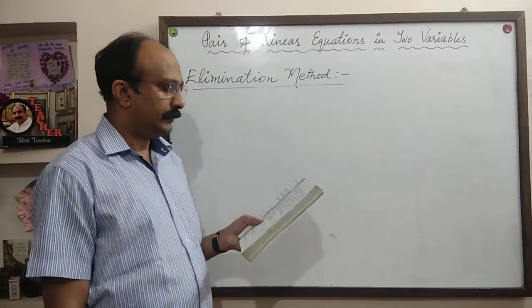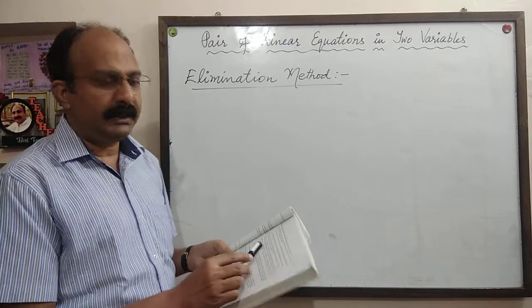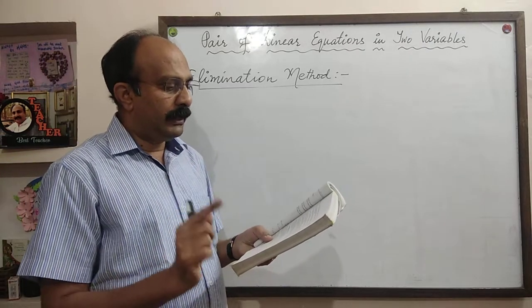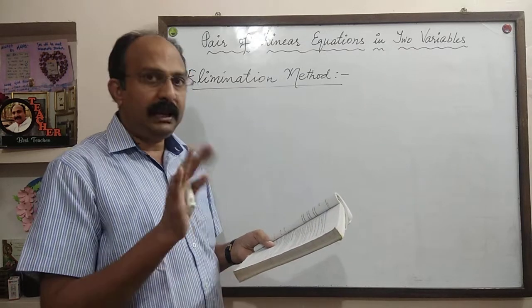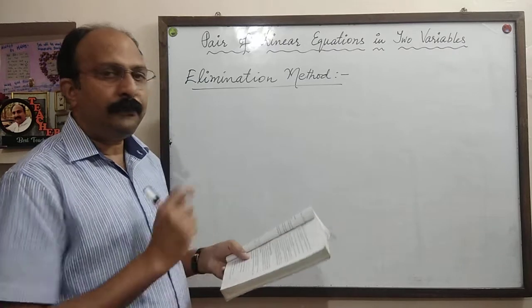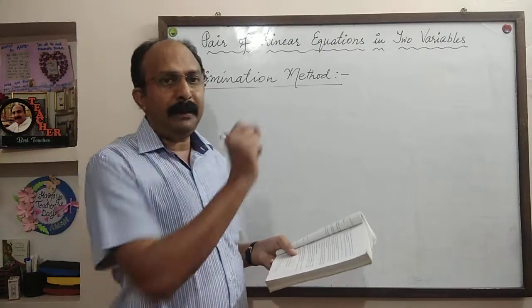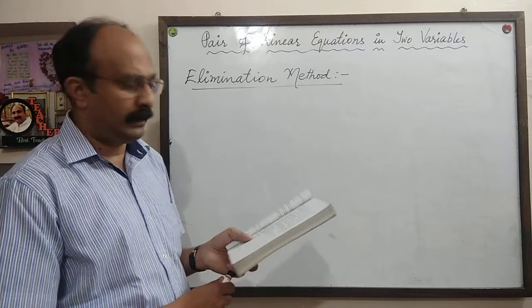There are two more questions. Now there are 5 word problems in this exercise. Question number 2. Form the pair of linear equations in the following problems and find their solutions if they exist by the elimination method. There are 5 problems. I will read out, explain, and I will make the equations. You solve it by the elimination method. Question number 1.